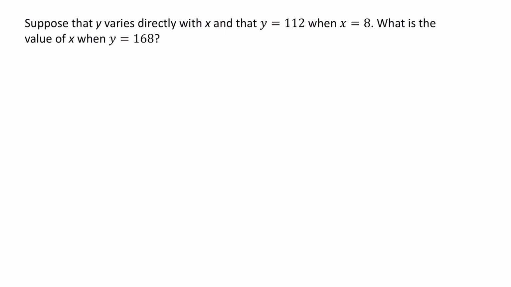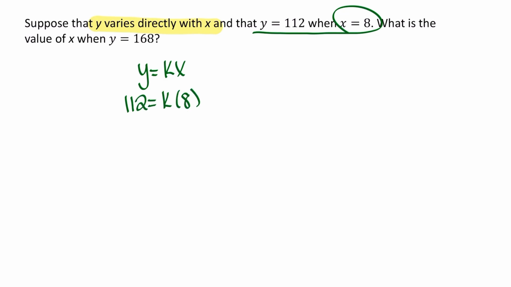So in this problem, it says that suppose that y varies directly with x and that y equals 112 when x equals 8. What is the value of x when y equals 168? So it says y varies directly with x, and it says that y equals 112 when x equals 8. So we know that y equals kx, and then we have this situation, so we have 112 equals k times 8. So we can divide both sides by 8 in order to figure out the value of k. So 112 divided by 8 is 14.